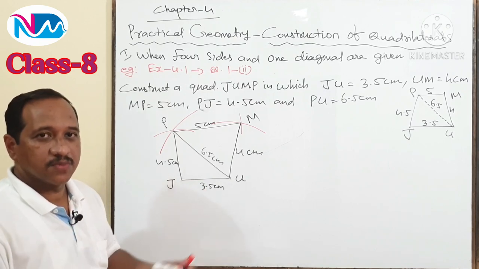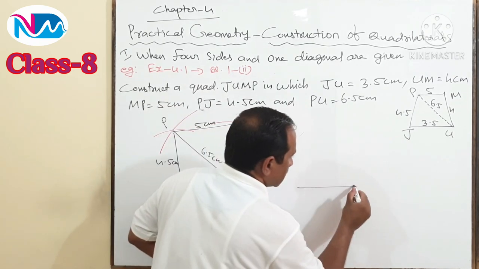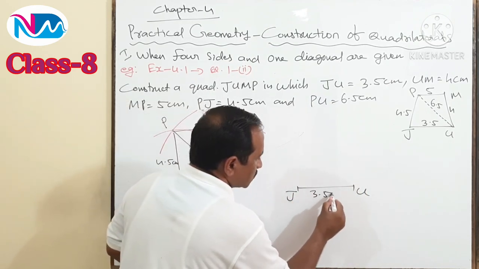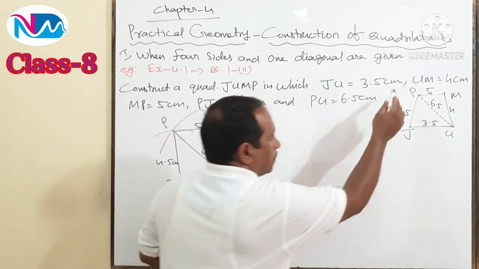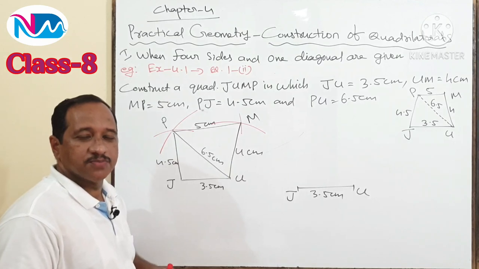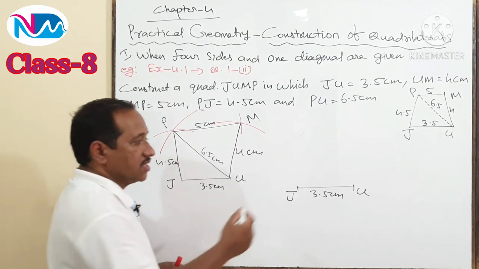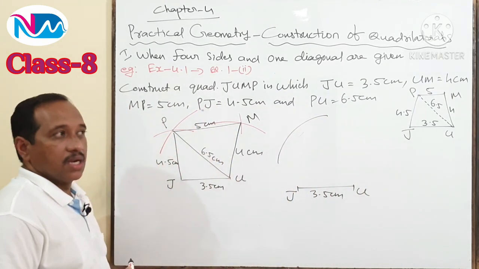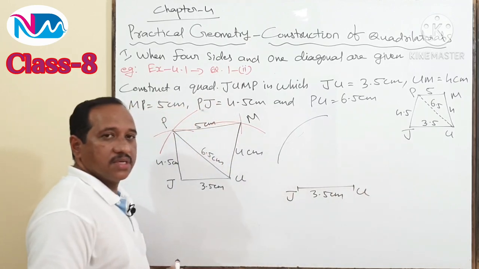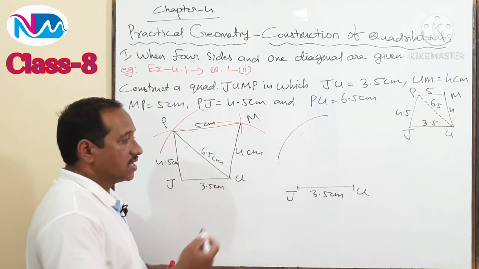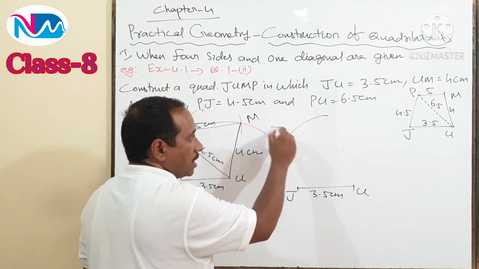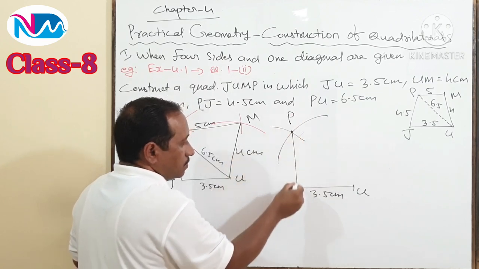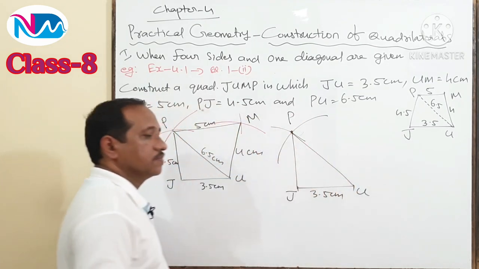So simply I explain. First draw a line segment JU which is 3.5 centimeter. Now PU is 6.5. Take 6.5 radius on the compass and with U as center draw an arc like this. That is what I have drawn here. Now PJ is 4.5. Take 4.5 centimeter radius on the compass and with J as center draw an arc. The two arcs will intersect at the point, give it P, join PJ, join PU.